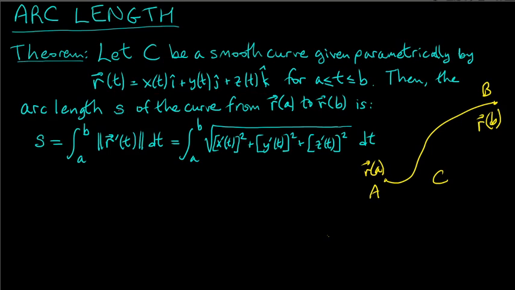So then the arc length, we use the lowercase letter s to represent the arc length, is given by this integral here. It's the definite integral from a to b of the magnitude, or the norm, of the derivative of r. I wrote that out explicitly here, because that's what the norm is. It's just the square root of the sum of the squares of the derivatives of the components. So that's how you calculate arc length.